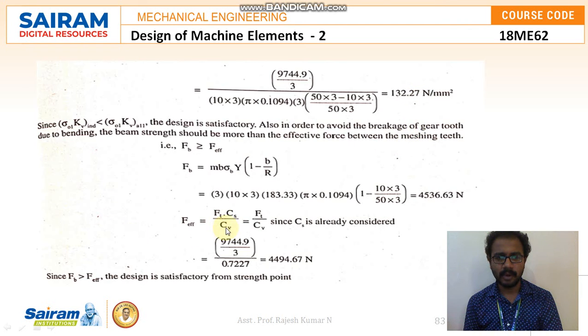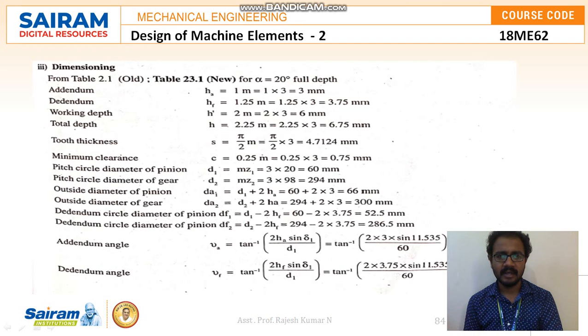Similarly, from the strength point of view also I need to check using this formula, that is Fb is equal to m b sigma b into 1 minus b by r. All the values are known, so I will check, and here the value should be greater than the given value, then it is correct. The dimensioning like addendum, dedendum, everything we need not worry about, because from table 23.1 all the formulas are there, and we can write them down because all the values are known here. If you know the module value, the remaining things we can write down. Similarly, delta 1 and delta 2 we also know, so we can easily find them.